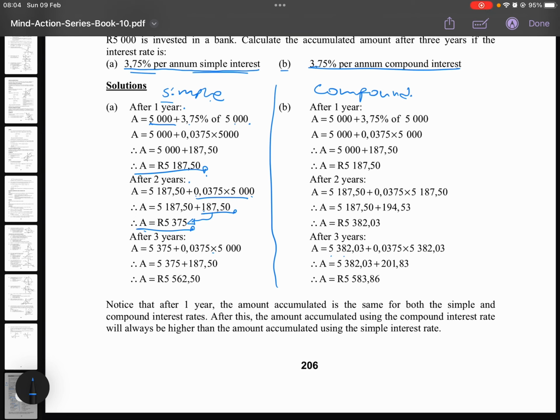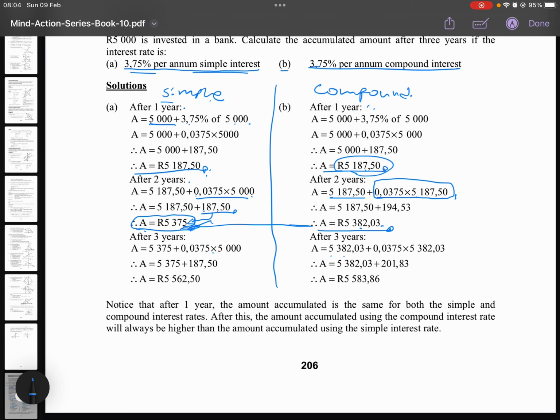But with compound interest, after 1 year, it's going to be the same amount as it would have been with simple interest. But after 2 years, it's a bit different, because now the interest is being calculated on the accumulated amount. You see, so this is 5,187.50 plus 3.75% of that accumulated amount, which gives you 5,382 rand 3 cents, which is higher than the simple interest one.